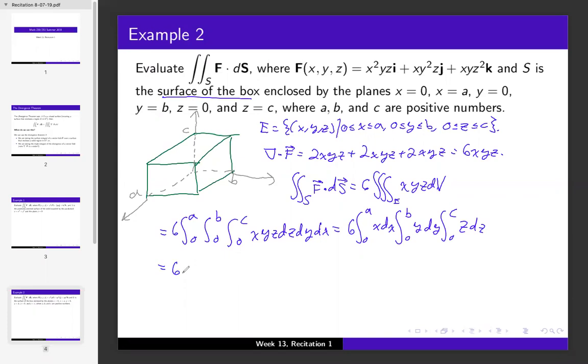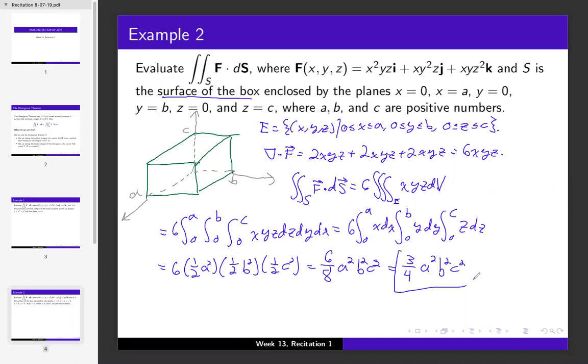Now you integrate x from 0 to a. That's going to become 1/2 a squared. Same principle, 1/2 b squared times 1/2 c squared. The whole thing, in other words, is going to become 6/8 a squared b squared c squared, or in other words, 3/4 a squared b squared c squared. That's it. That's pretty much all that this really is going to come down to. It's a pretty simple problem if you use the divergence theorem.